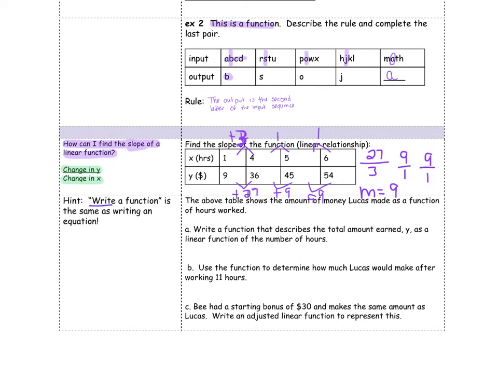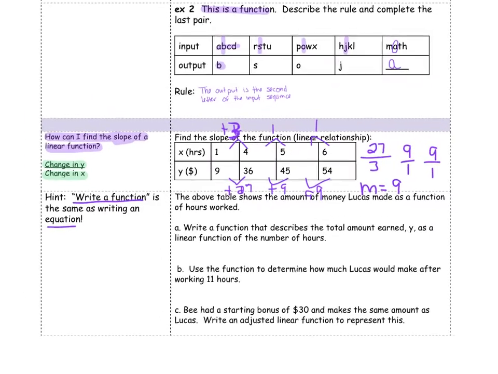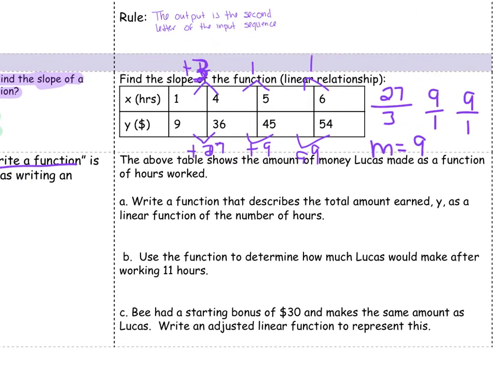So writing a function is the same as writing an equation. It's just different vocabulary. So the above table shows the amount of money Lucas made as a function of the hours worked. Write a function that describes the total amount earned, y, as a linear function of the number of hours. So what he made was $9 per hour. And then if you worked backwards, remember our y-intercept is always what y is when x is 0. So if I went down 1 and down 9, my y-intercept would be 0, so I don't have to have anything there.